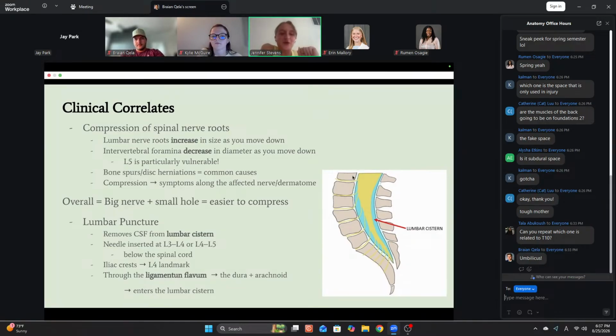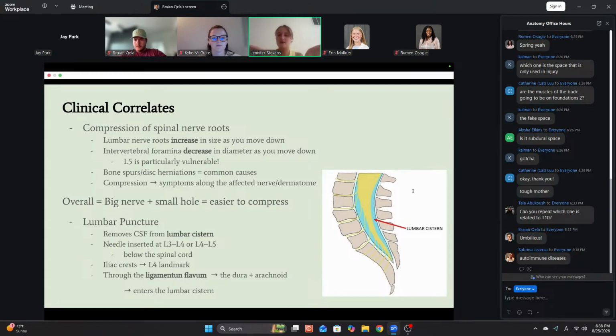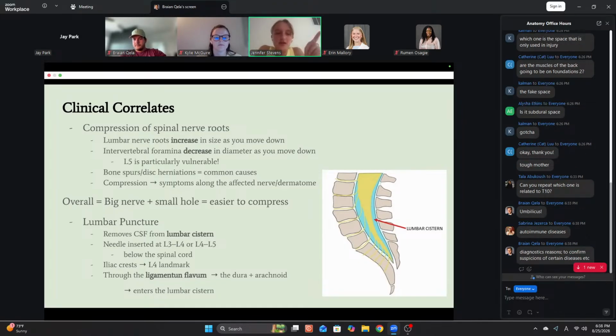Anyways, not very important. But you would put your needle in the common spots, between L3 and L4, or L4 and L5. You don't have to know the difference, so they won't give you both of those options. They would give you one or the other, or anywhere in that range, just because it's below the spinal cord. And to tie in some OMM, your iliac crests are your L4 landmark. In lab, it's kind of like your hip bones. Doctors will actually feel there to have a landmark before they go in.